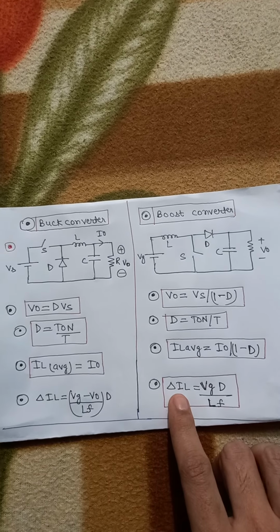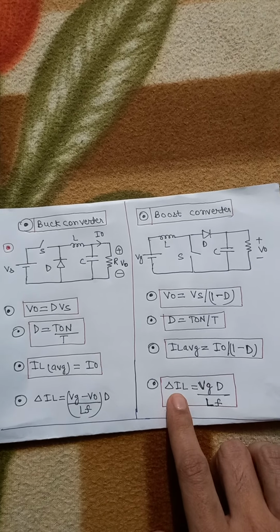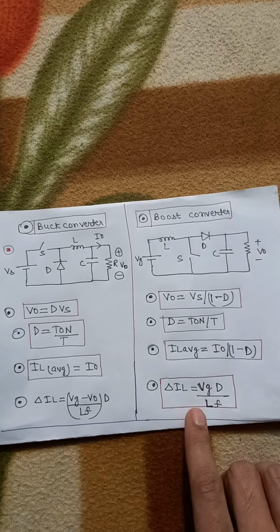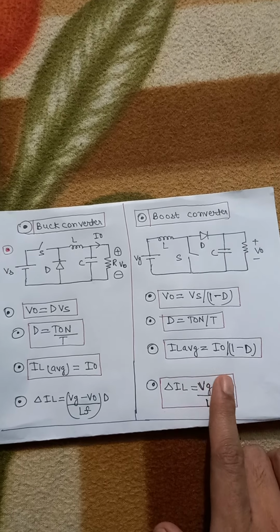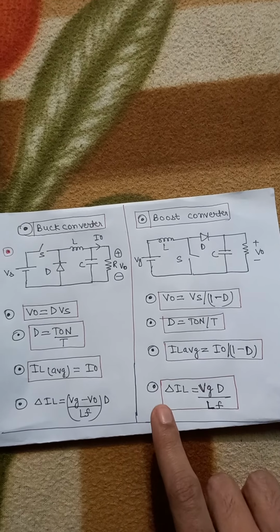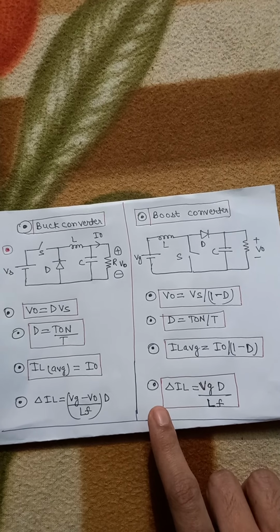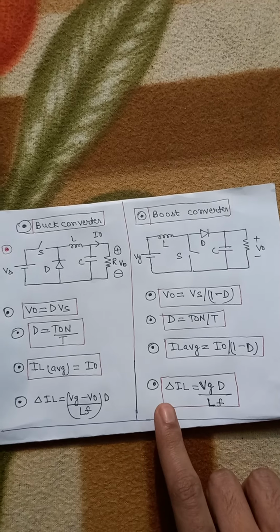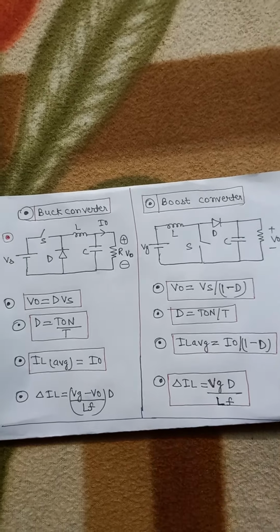In the boost converter, del IL, the ripple in inductor current, is given as VgD upon LF, that is input voltage into duty ratio upon inductor value into frequency. Here we take the frequency as a very high value, normally in kilohertz or something like that, in this type of converter. Thank you.